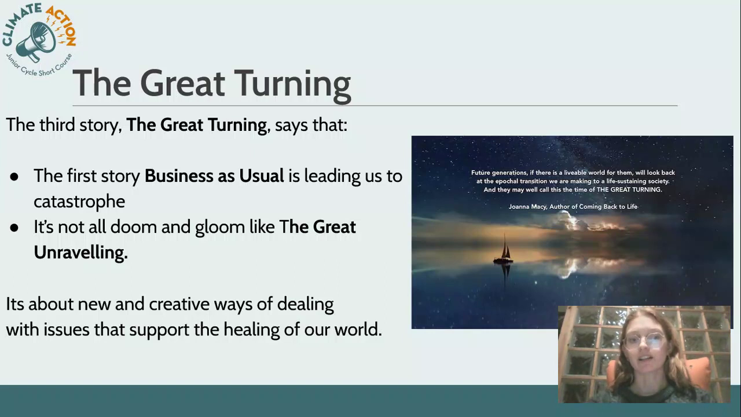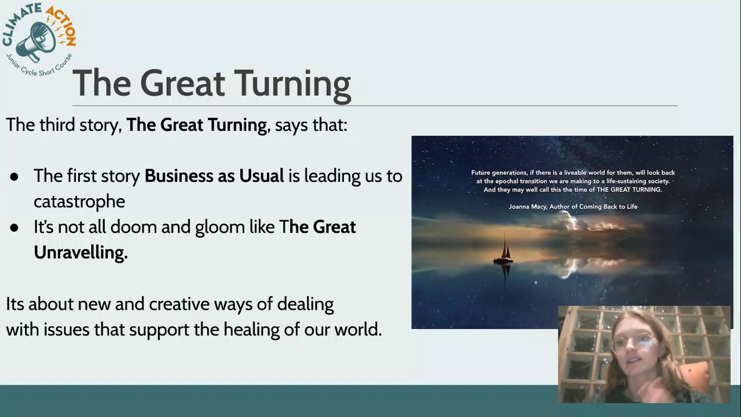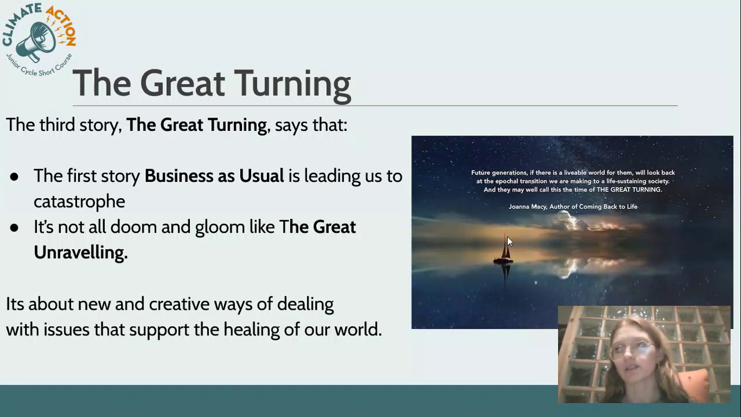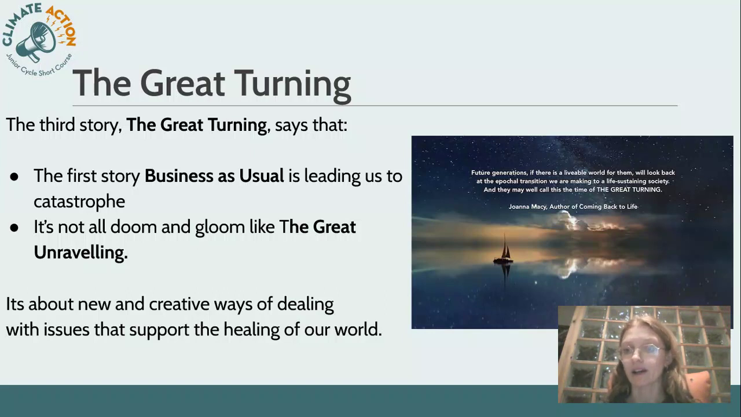Whereas the Great Turning is about new and creative ways of dealing with issues that support the healing of our world. This is a bit of a more complicated quote, but we've put it in just because it's from Joanna Macy, who wrote it, and I think it's useful. So future generations, if there is a livable world for them, will look back at this epochal transition, but we can just see this time, this moment, that we are making right now. We're making a life-sustaining society, and they may look back and call this the Great Turning.